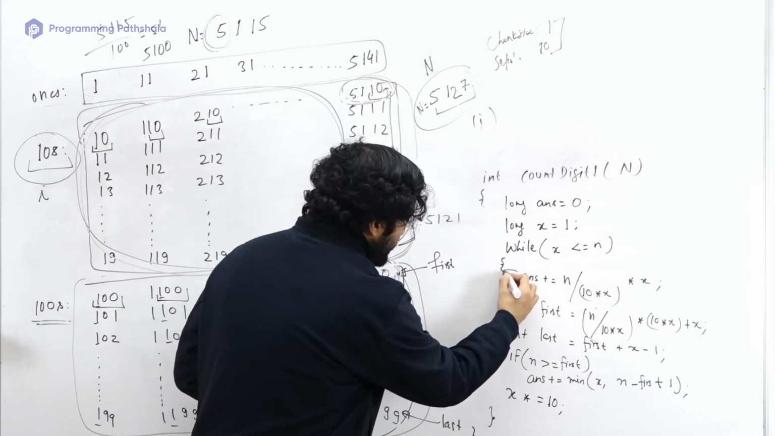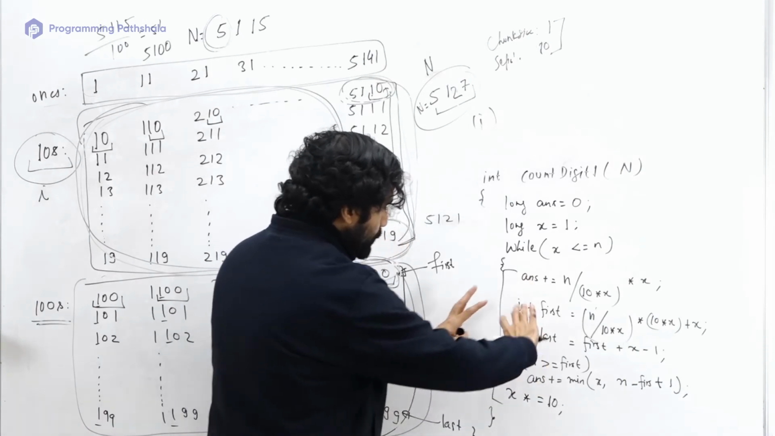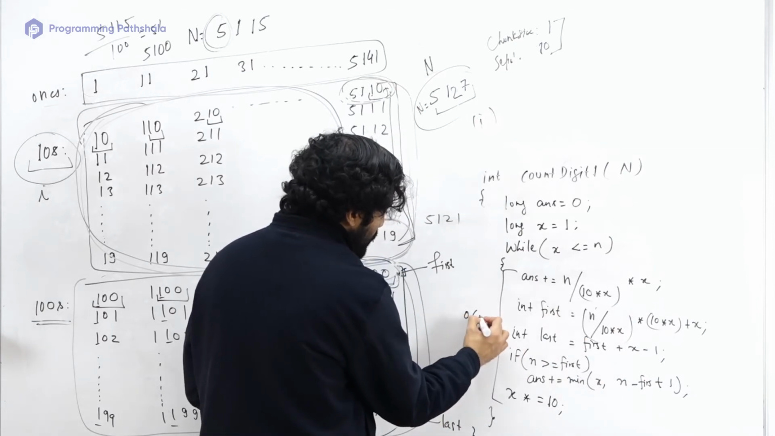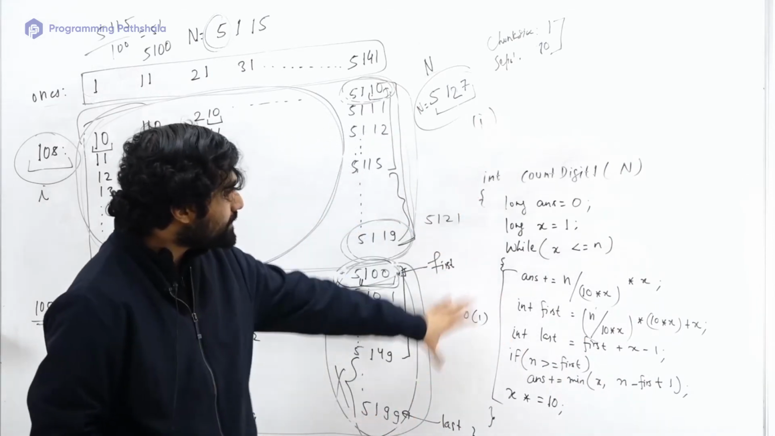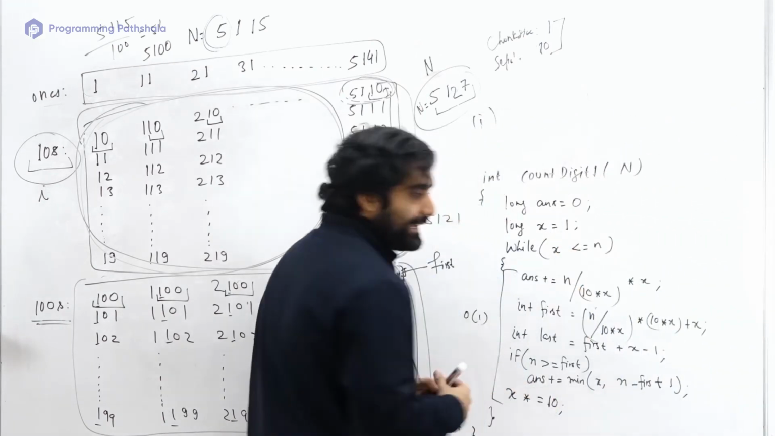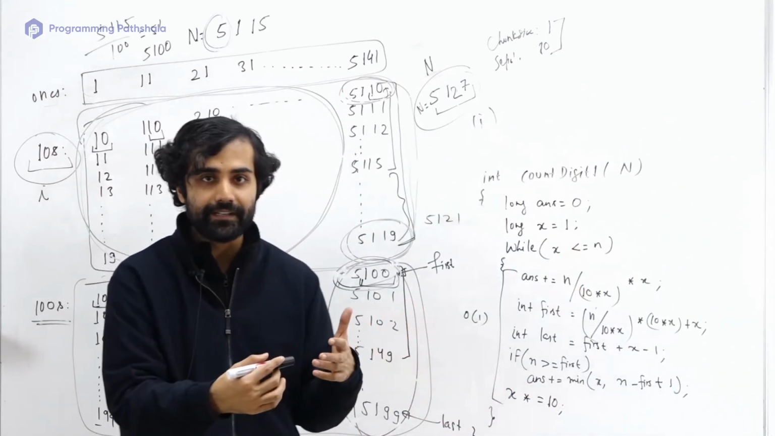Everything that you are doing over here is constant operations. There is no loop written over here. There are just a few additions and multiplications happening. You can treat it as order 1 only. How many times is this loop running? Order of log n base 10, because your number x is being multiplied by 10 in every step, right?